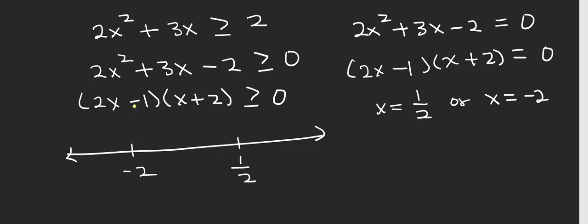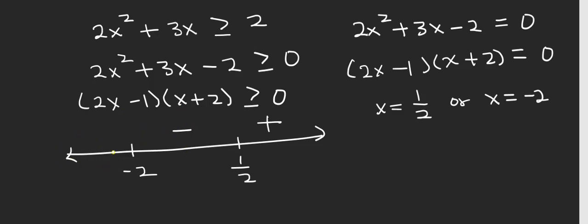You get 2 times 2 minus 1, that's positive. 2 plus 2, positive. So positive times positive is positive. So any number you choose that's greater than 1 over 2, you plug in over here, you end up getting positive. What's a nice number to choose from here? 0. When you plug in 0, it's negative 1 times 2, which is negative. So again, any number you choose between negative 2 and 1 over 2, you end up getting negative.